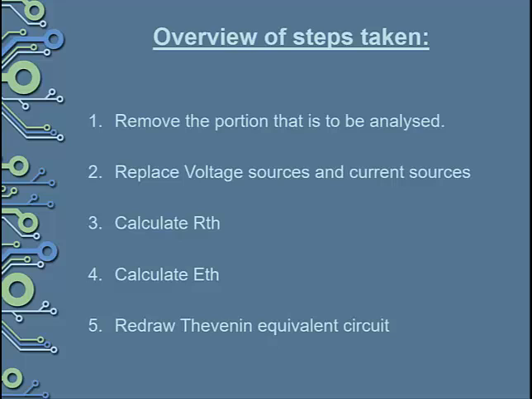In summary, step 1, remove the portion of the network where the equivalent is to be found. Step 2, replace the voltage sources and current sources with short and open circuits respectively. Step 3, calculate the Thevenin resistance through the circuit. Step 4, calculate ETH by replacing all sources and finding the voltage across A and B terminals. And finally, step 5, redraw the circuit using ETH, RTH, and the removed component for ease of analysis.